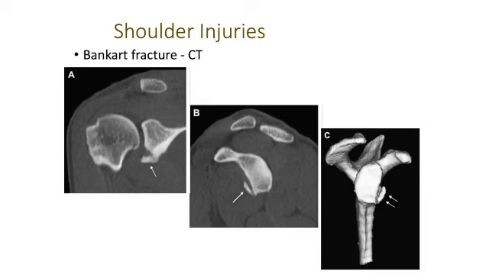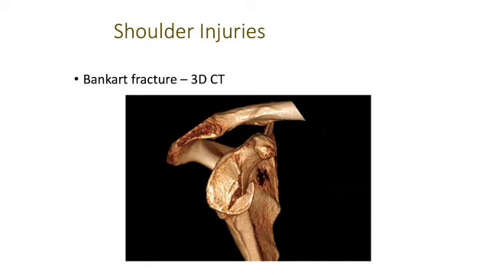So here's a Bankart fracture on CT scan. What we have here is three different views. Obviously the view in the upper left hand corner and in the middle is going to be more of an axial CT, so you get a really good idea how that picture is going to look. And then the lower right hand corner is more of a 3D computerized rendering. This is an even better picture.